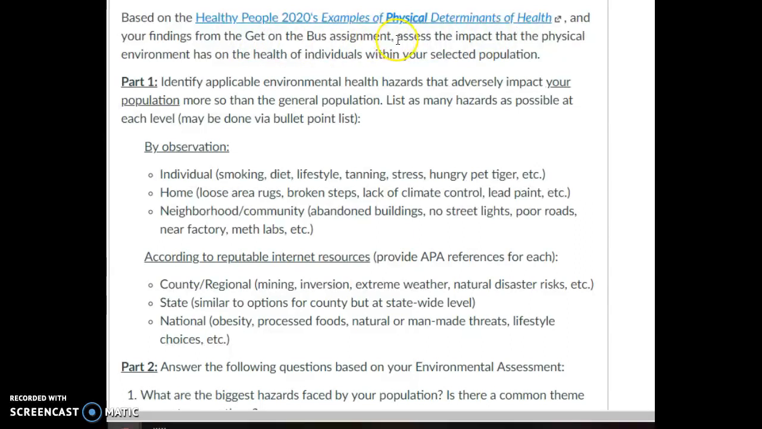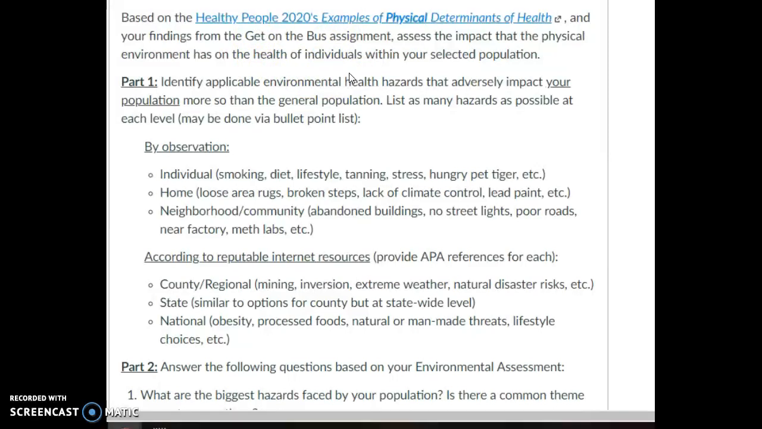Second, you did a Get on the Bus assignment earlier in the semester, back toward the very beginning, and a lot of the information you found in that assignment can be used when we start looking at some of the observations at a neighborhood and community level, and possibly even some at a county or regional level. You also did population engagement hours earlier this semester, and in that you found more information, things that may be environmental hazards for physical environment, both at the individual and home level. So a lot of this information you've already looked at in different ways, but this is pulling it together into an assessment.